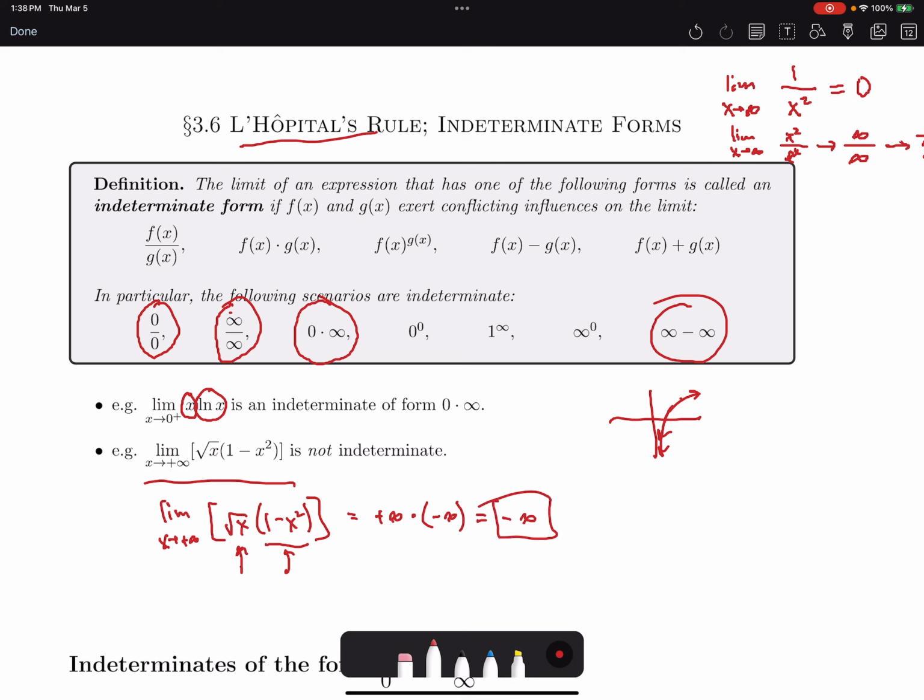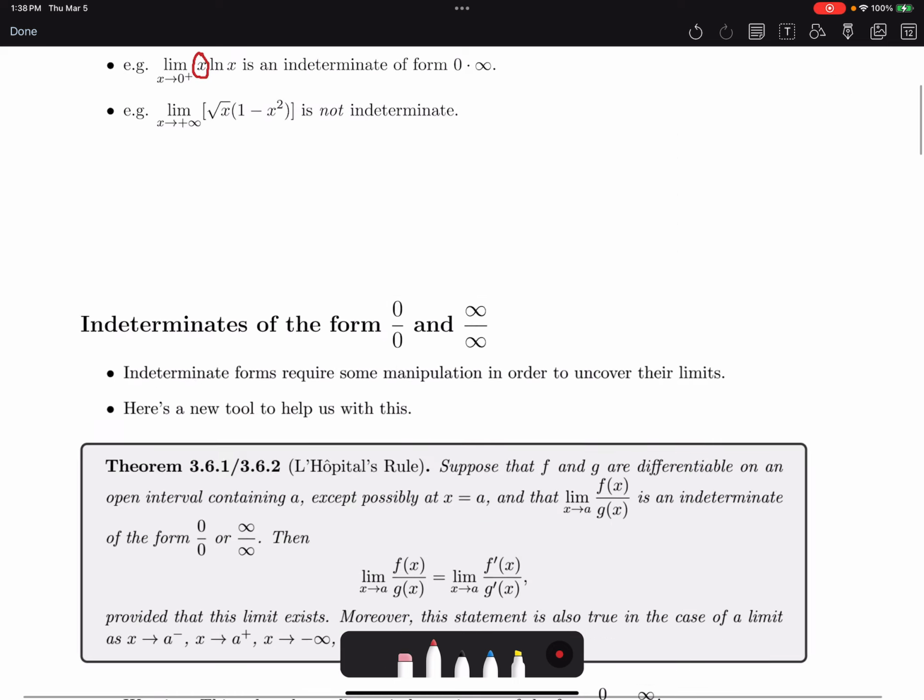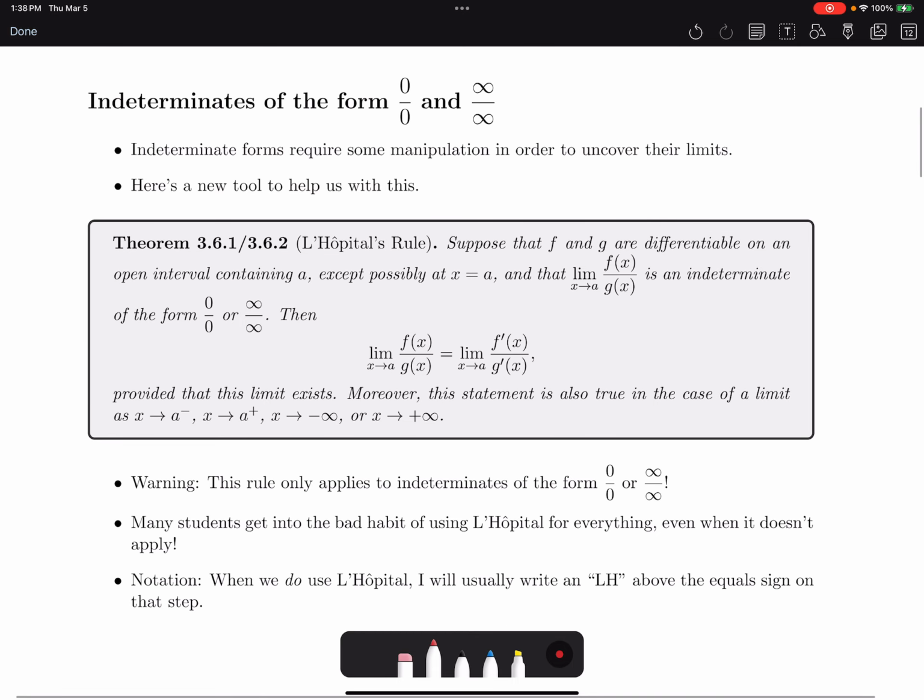Okay, what we would like to do first is look at indeterminates of the form 0 over 0 and infinity over infinity. Once we have a handle on those, we can talk about what to do with these other kinds of indeterminates.